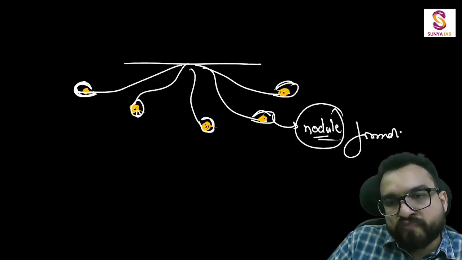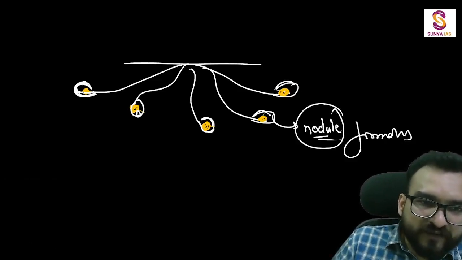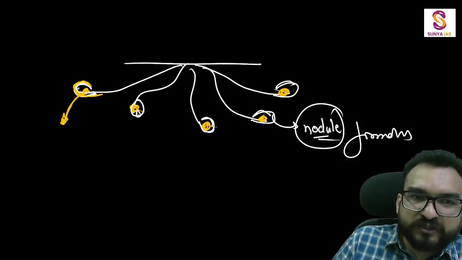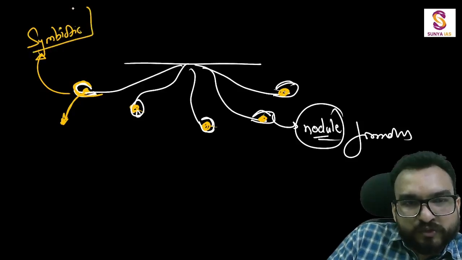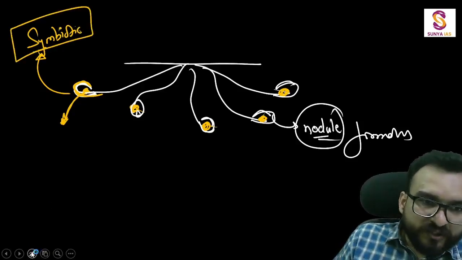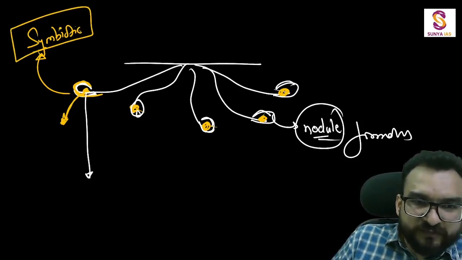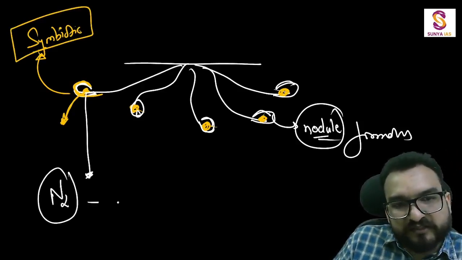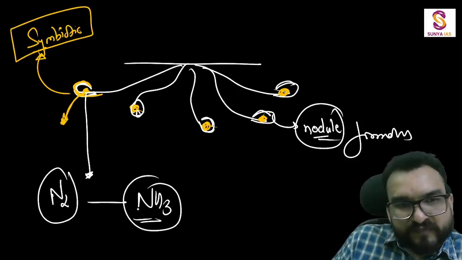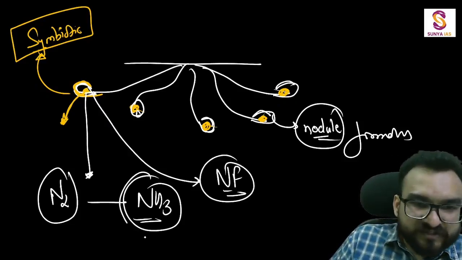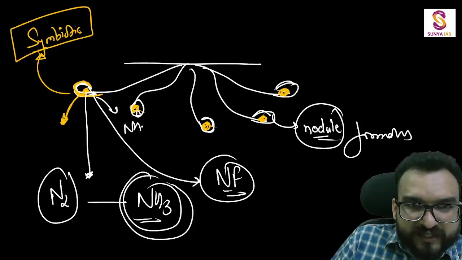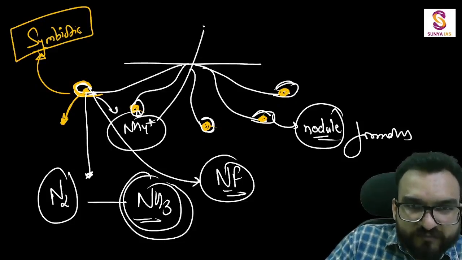Bacteria live in these root nodules. That means bacteria must be feeding on these root nodules, and these root nodules must be feeding on this bacteria. So this type of relationship is called symbiotic, meaning both are benefiting from each other. Now in these root nodules, bacteria convert nitrogen into ammonia. Here nitrogen fixation is happening, this ammonia is released, and then the ammonia is utilized in the ammonium ion form by the plants.